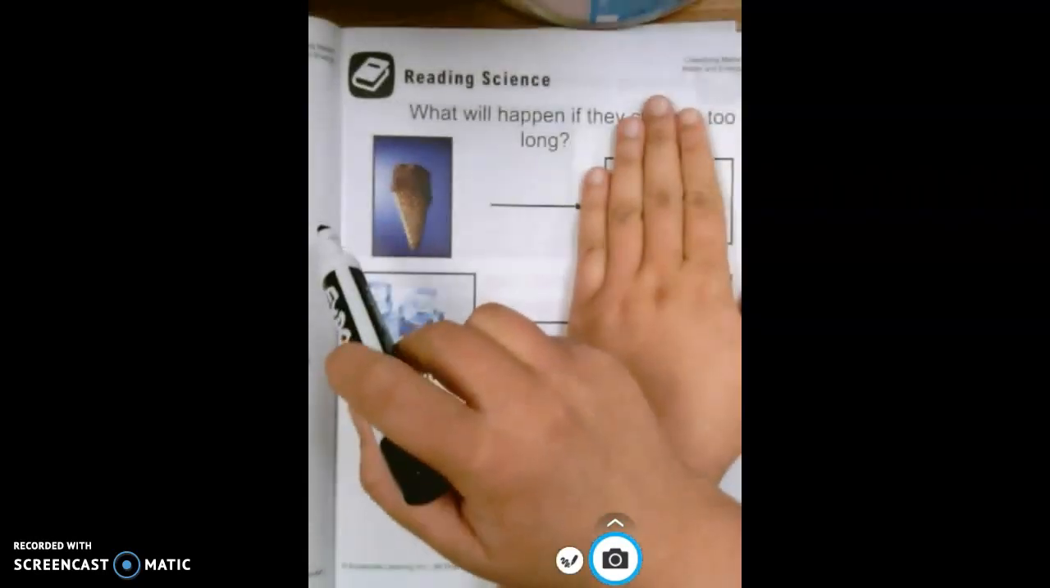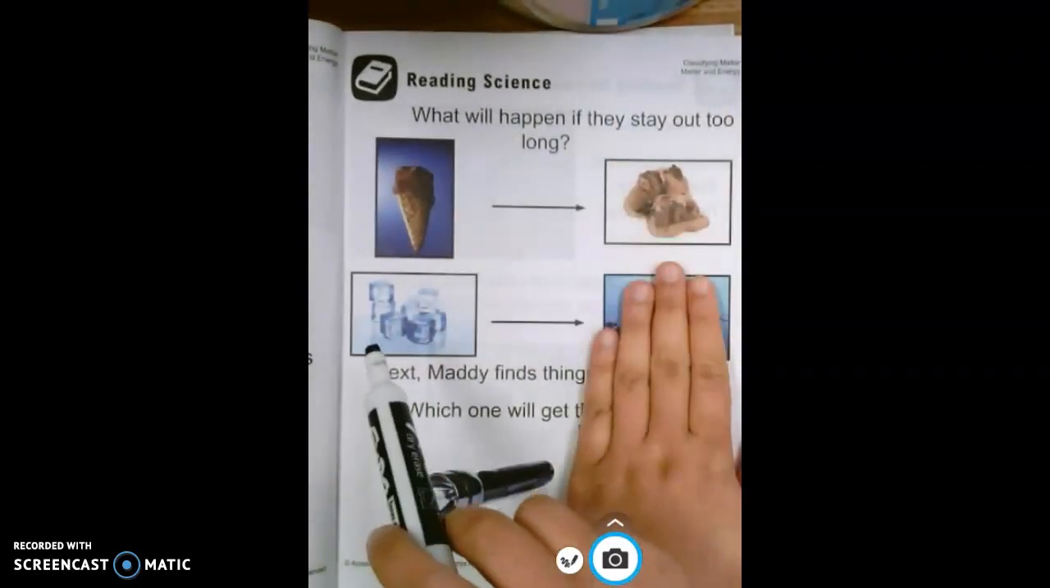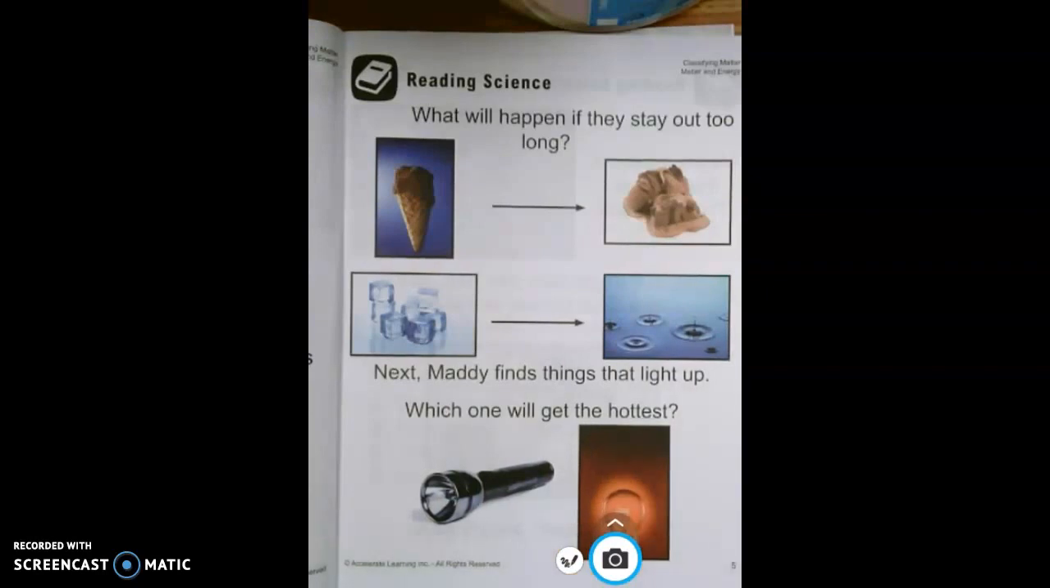Well, what happens to the ice cream cone? It gets melted. What happens to the ice? It also melts and turns back into water. Wow, that's pretty cool. So you're telling me that it can change from a solid into a liquid. Very interesting. Next, Maddie finds things that light up.